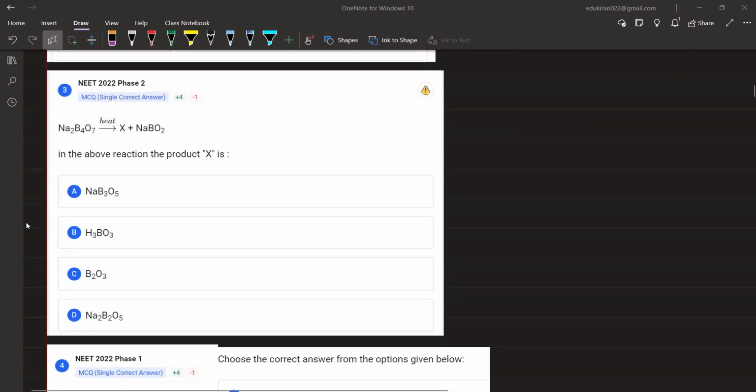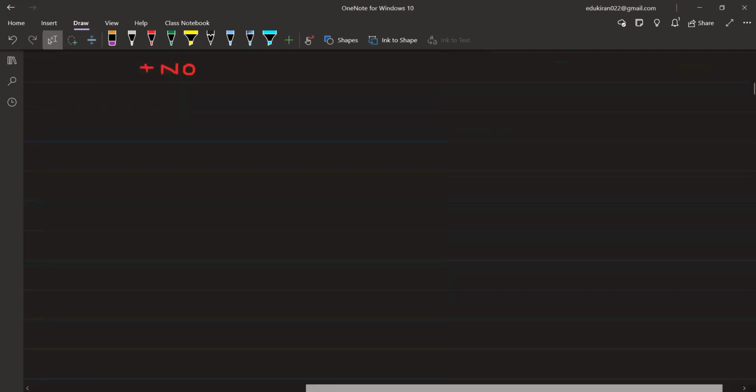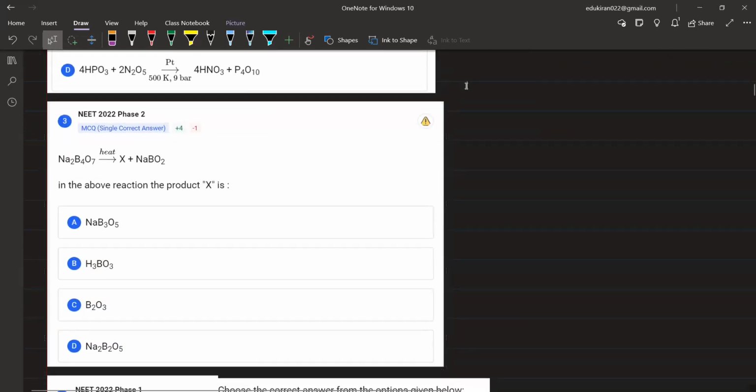Now moving on, let us do this question. Obviously this is completely factual. There is no hint here. If someone remembers, they remember; if not, then not. So please write the reaction. Na2B4O7, when heated, gives B2O3 and 2NaBO2. So you have NaBO2 and what else is remaining? You have B2O3.